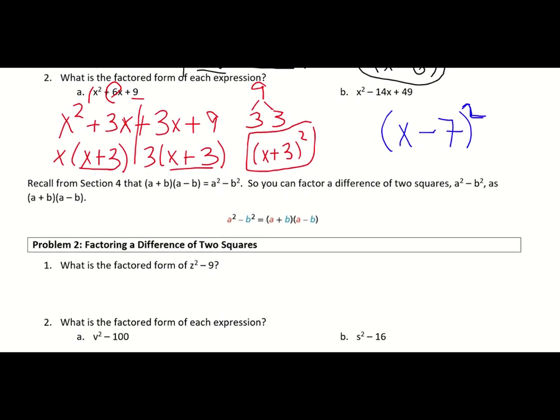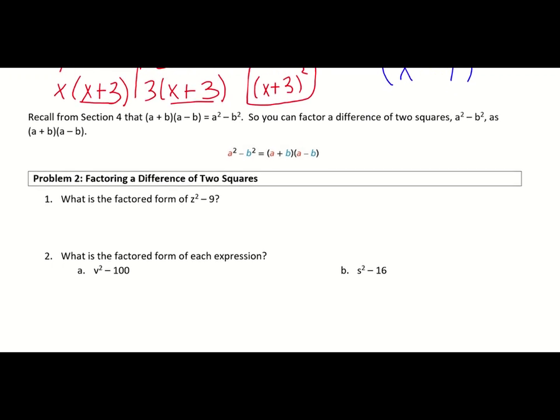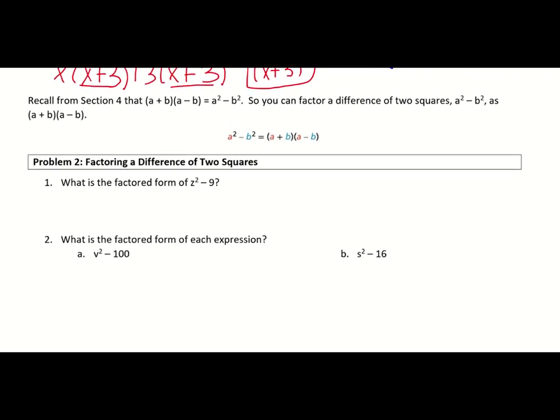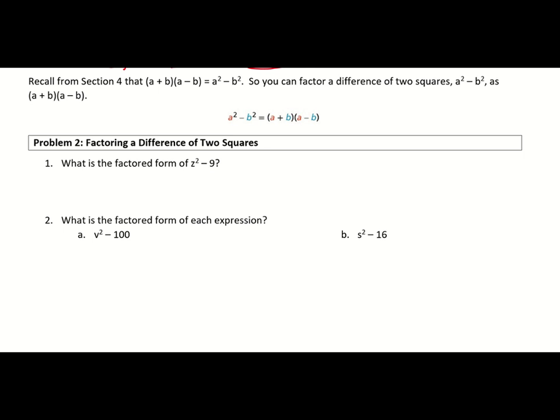The other type of special case we want to look at is called the difference of two squares. For these problems, we're going to have a binomial that we want to factor, but I'm going to treat it using the same process as I would a trinomial. So in number 1, we want to factor z squared minus 9. I'm going to take my number in front of z squared, which is 1, and multiply it with my constant negative 9 to get negative 9. Now in this problem, I do not have a middle term.